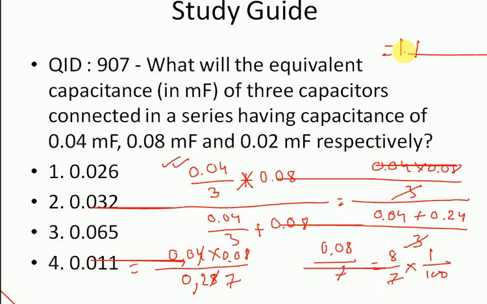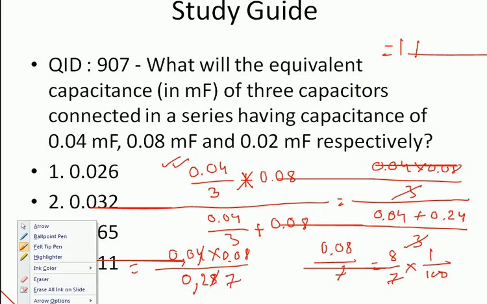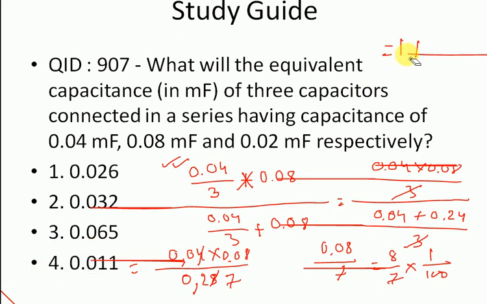And if I write 1.1 divided by 100, what will happen? 0.011. The point will move two places. So 0.011, and that will be the correct answer, option number 4.